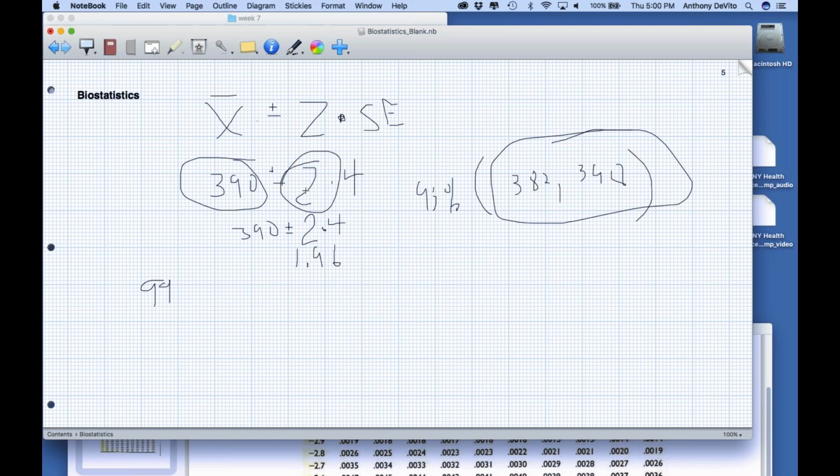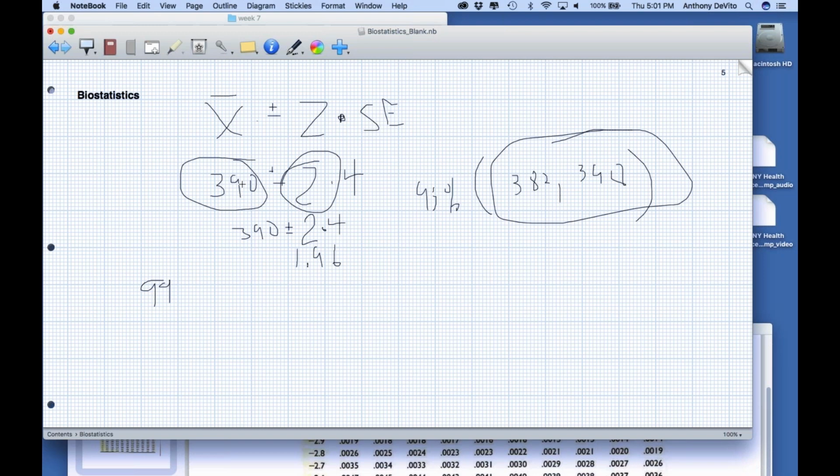So if we multiply 2.58 times 4, it's a bigger number. And we're going to subtract and add that to 390. So what happens to our confidence interval? Does it get wider or narrower? It gets wider because we're adding and subtracting a bigger number, right? 2.58 times the standard error. Standard error stays the same. But now it's wider, which makes sense, doesn't it? It makes sense that if I have a wider range, I'm more likely to capture the mean.